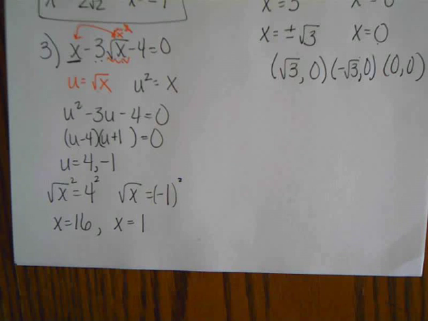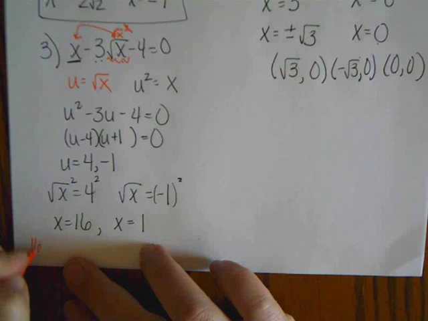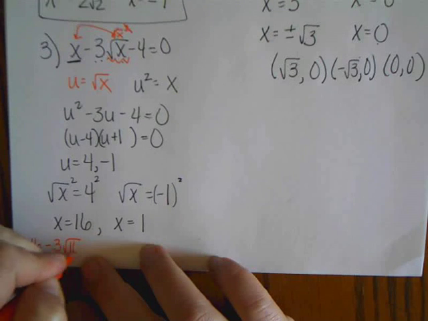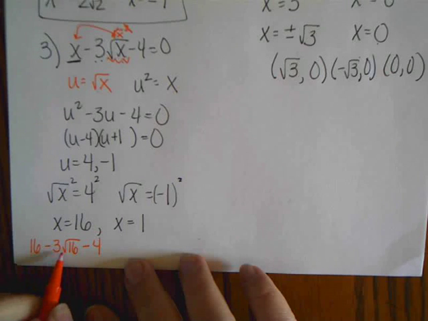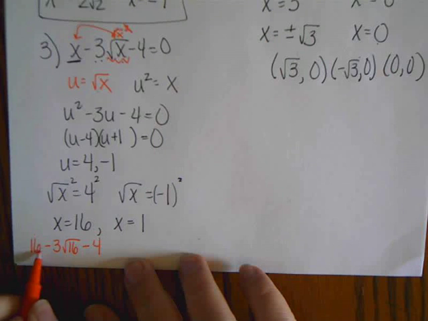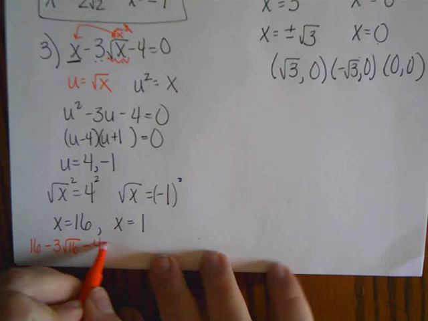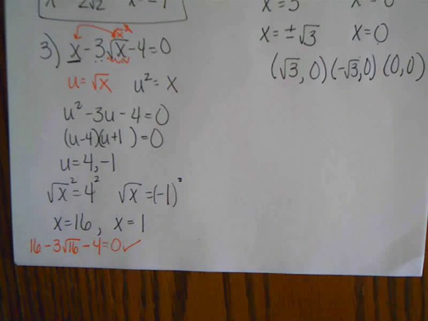Now, just like in the problems before, when we have radicals in the problem, we have to check. If you notice, I didn't check on 1 and 2, all those solutions will work. But as soon as I get a radical introduced, I do need to check. So I'm going to go ahead and plug 16 in. 16 minus 3 square root of 16 minus 4. 16 minus 3 times 4, square root of 16 is 4. 3 times 4 is 12. 16 minus 12 is 4. Minus 4 is 0.